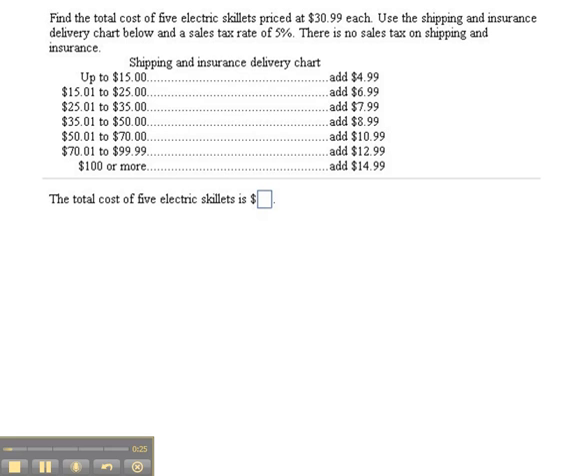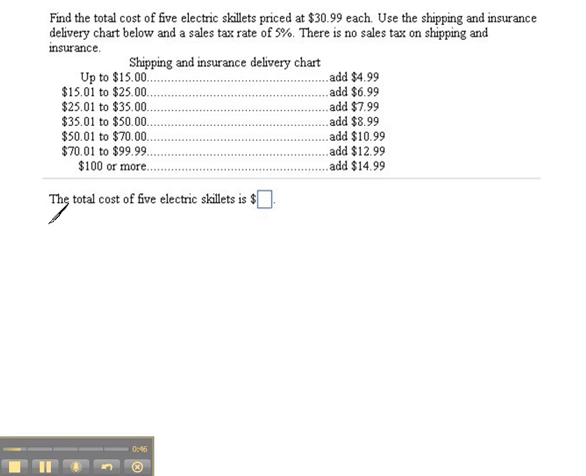Okay, so we're supposed to find the total cost of these 5 electric skillets. So that's everything all together. Well, first of all, they told us that we are buying 5 skillets at $30.99 each. So let's just figure out what those would cost us first.